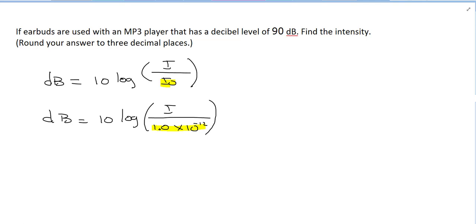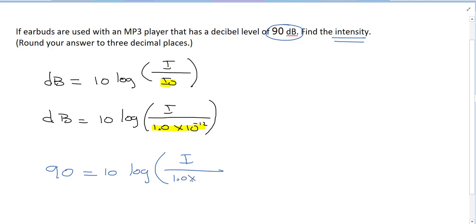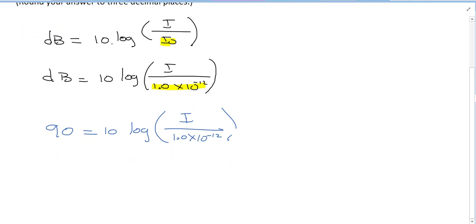All right, so for our particular problem, it says if earbuds are used with an MP3 player that has a decibel level of 90, we want to find the intensity. So we're looking for I when dB is 90. So this is going to look like 90 equals 10 log of I, this is what we're looking for, we don't know what it is, over 1.0 times 10 to the minus 12. So how do you solve? Our goal is to solve for I, so we want to isolate it.